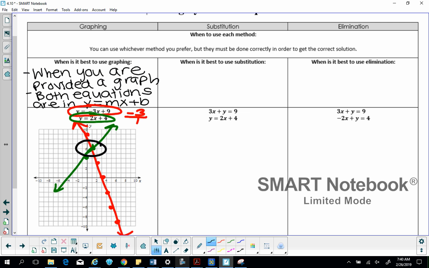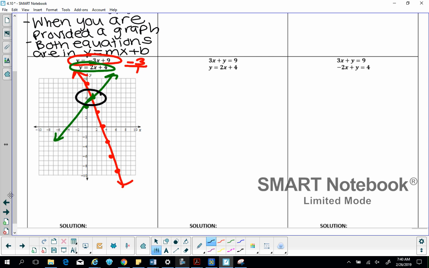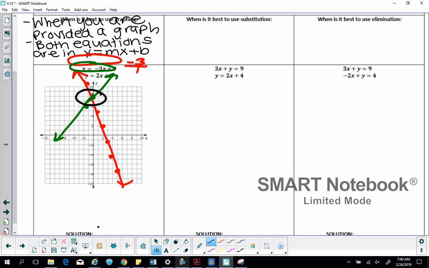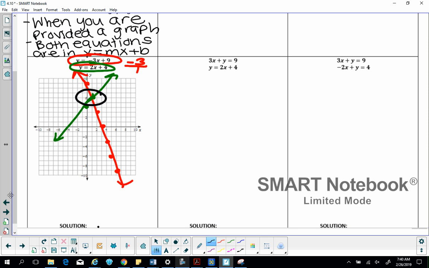What's that x coordinate that they cross at? 1 7. Let me see. I think it's 1 6, yeah. My graph looks really small, but the x coordinate is 1. The y coordinate is 6. And that's my answer.